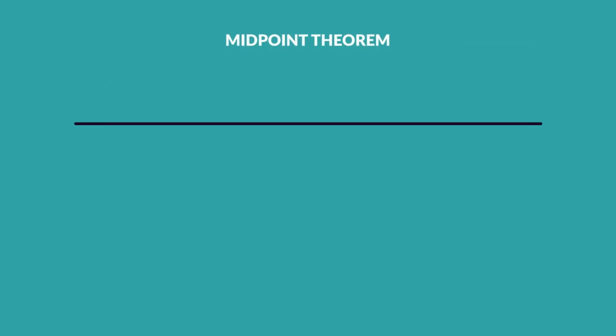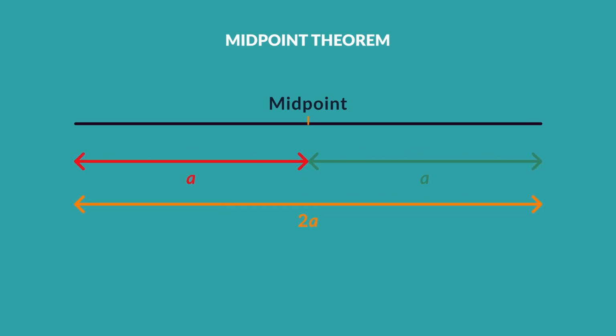We are going to use what we know about triangles to expand our knowledge of parallelograms. Let's start with the midpoint theorem. What exactly is a midpoint? The midpoint of a line is a point that is exactly halfway on the line.